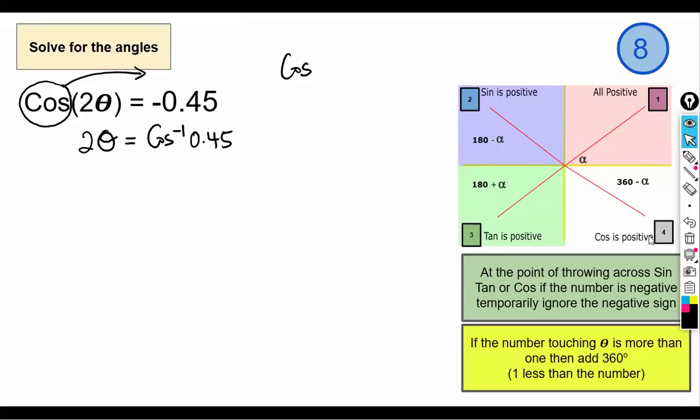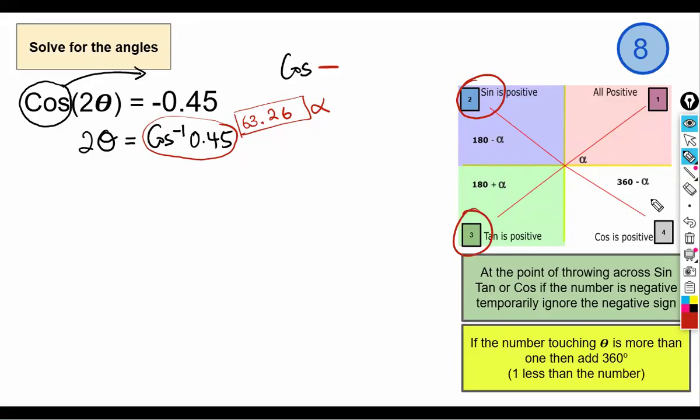Let's hope you get this part at least. When you cos inverse this, you're getting 63.26. Right? This is your alpha value, but it's really a negative question. Ask yourself, where is cosine negative? Because at the point of throwing across the cosine, a negative value was there. I think cosine is negative in 2 and 3 because it's positive in 1 and 4. So it will be negative in the other 2 regions. So use the formula here and use the formula here.